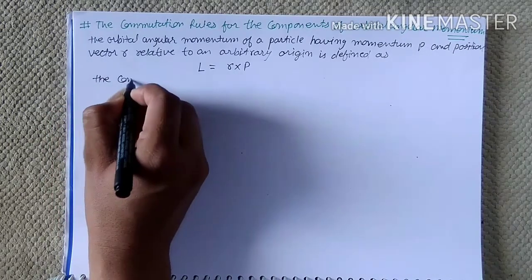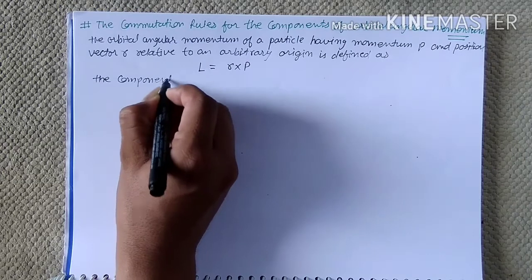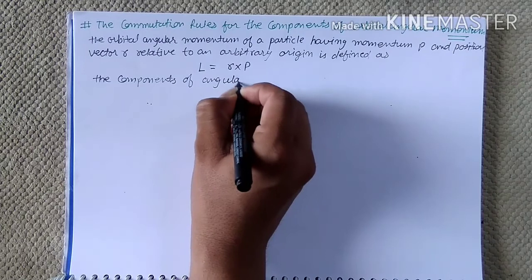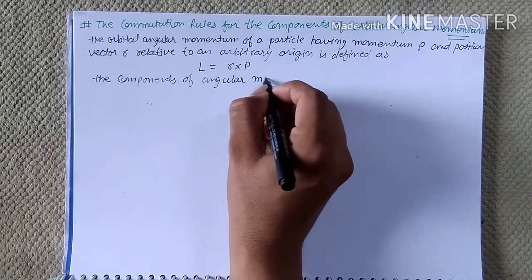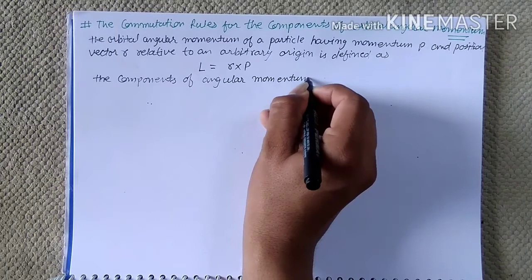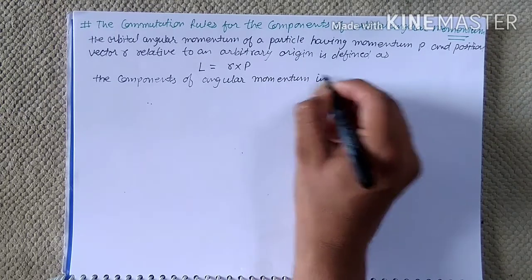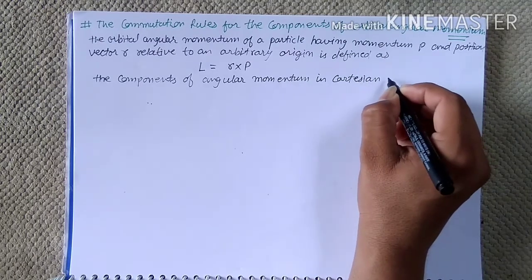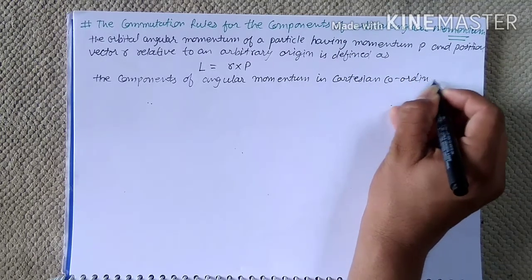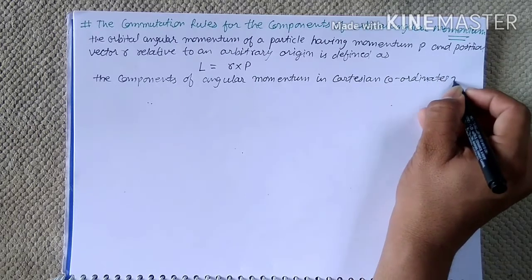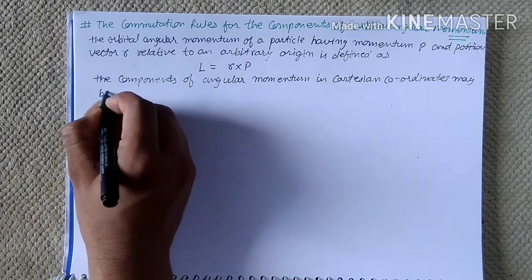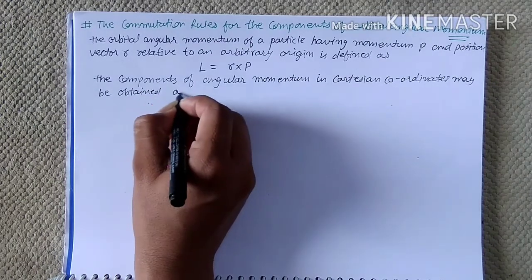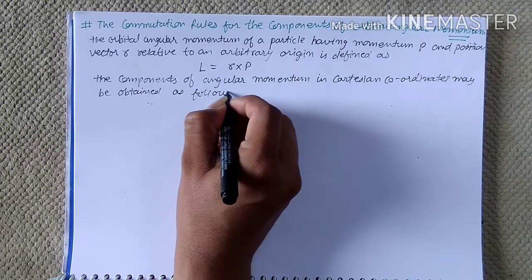The components of angular momentum in Cartesian coordinates may be obtained as follows.